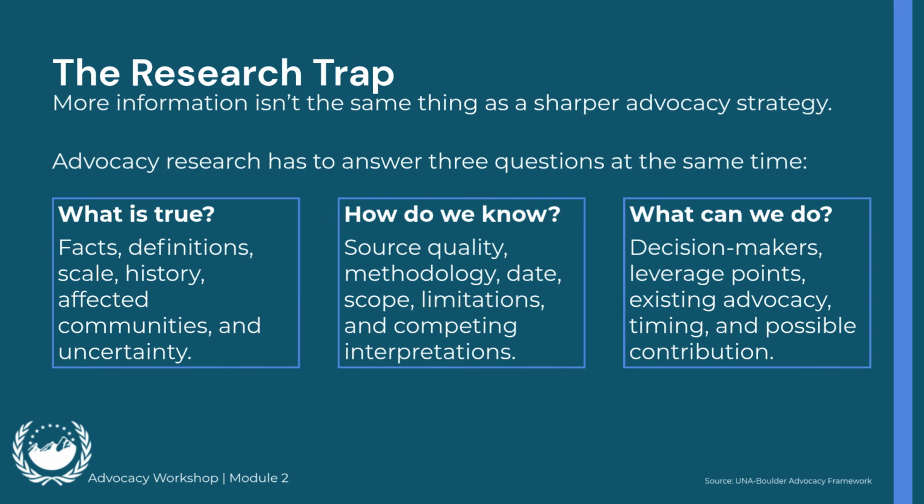The biggest trap in early advocacy work is treating research as a comfort activity. We can always find one more article, one more statistic, and one more background source. This module keeps research attached to strategy. We need to know what is true. We need to know how defensible those claims are. And we need to know what evidence suggests we can actually do.